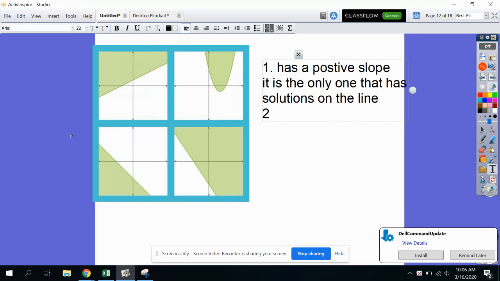Number 2, the top right one. This one's probably the easiest one. Dude, it's not a line. It is a parabola instead of a line.